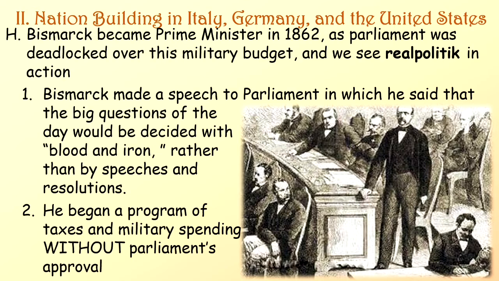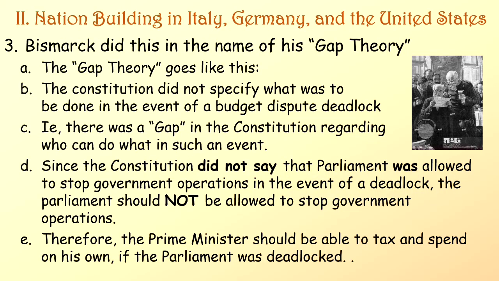And he began a program of taxes and military spending without Parliament's approval, without the approval of the Landtag. Bismarck did all of this in the name of his, quote, gap theory. And the gap theory goes like this. The Constitution didn't specify what was to be done in the event of a budget dispute deadlock. In other words, there was a gap in the Constitution's provisions regarding who can do what in such an event.